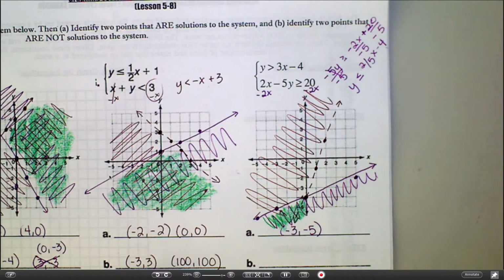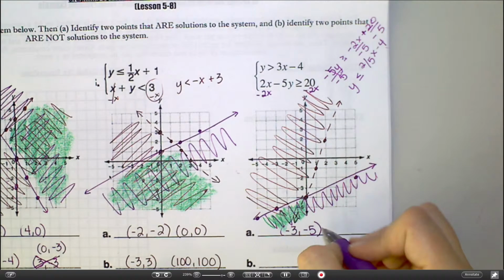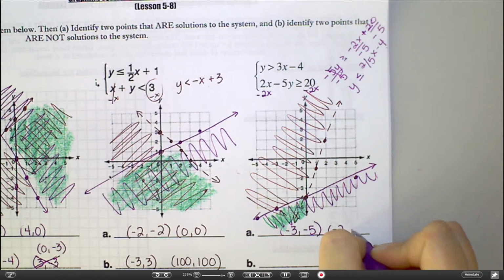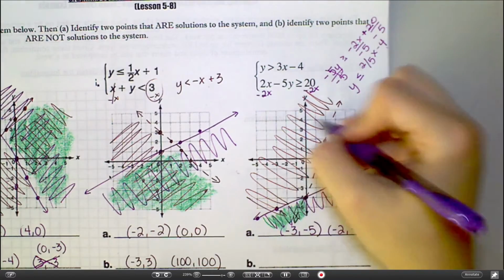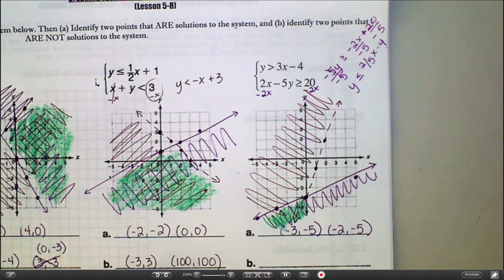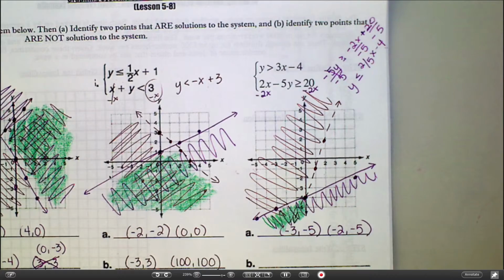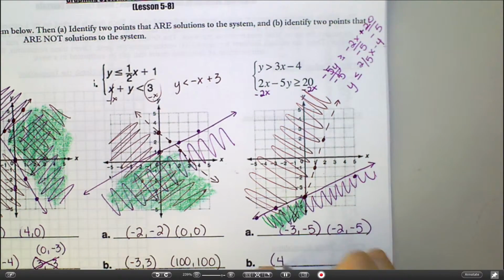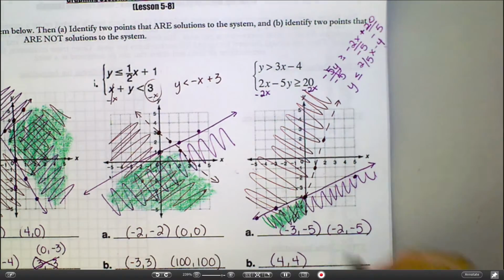Maybe. What else we got? -2, -5. And that means all of this is your non-solutions. 4, 4. 4, 2, sure.